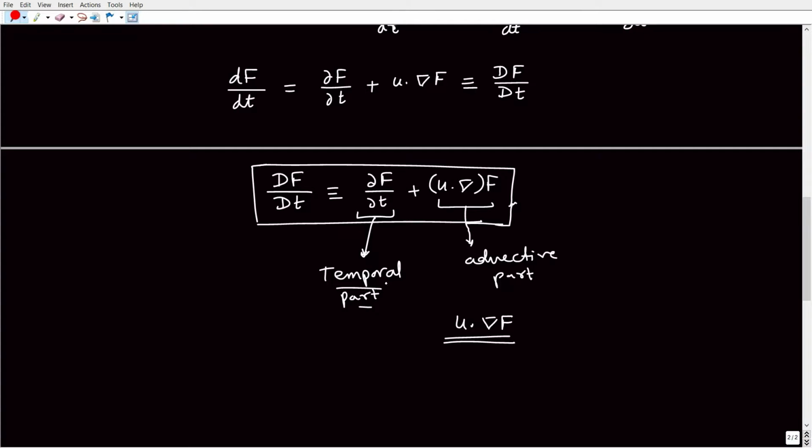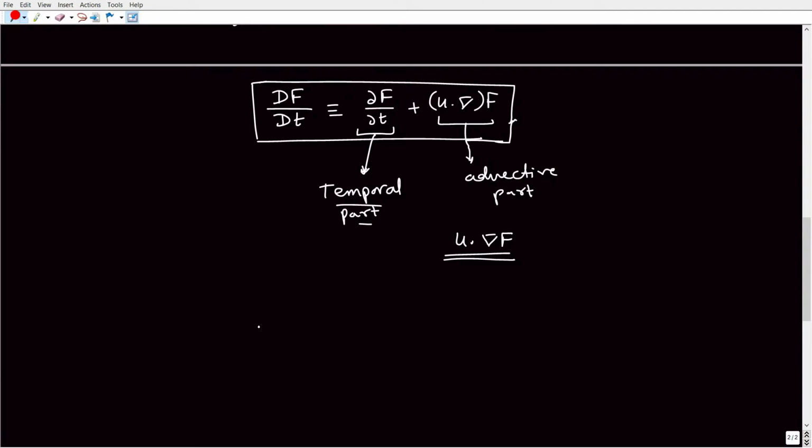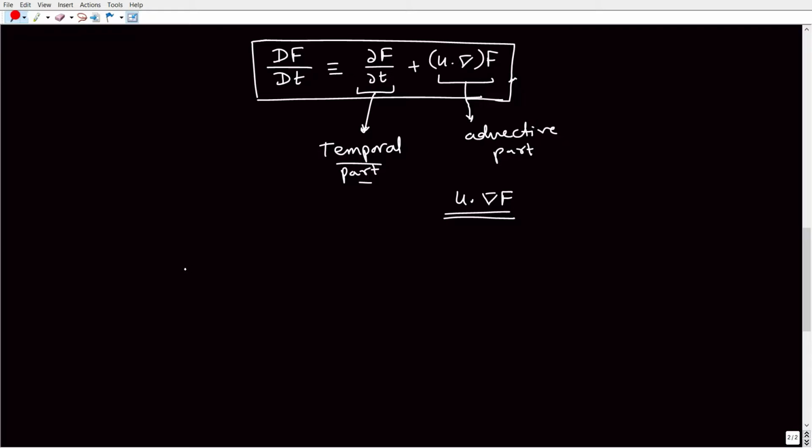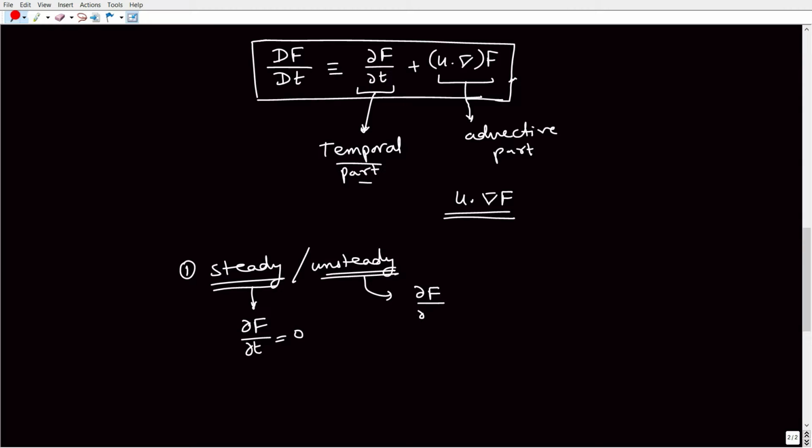Now I will discuss some of the terms here. First of all, there is steady or unsteady fluid motion. For steady fluid motion, the property will not change with respect to time. So in that case, del f by del t is equal to 0. And for the unsteady case, del f by del t is not equal to 0, meaning f will change with respect to time. There is a change, so that's why it's not equal to 0.